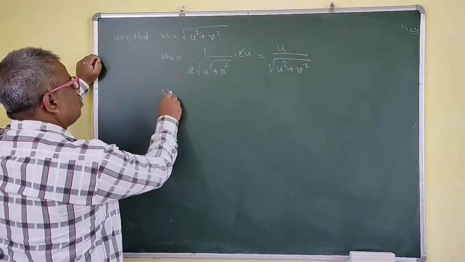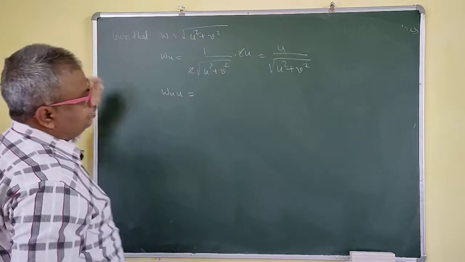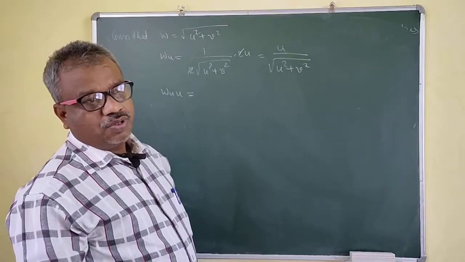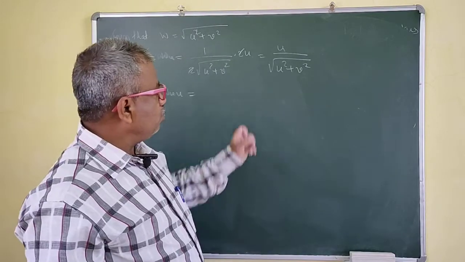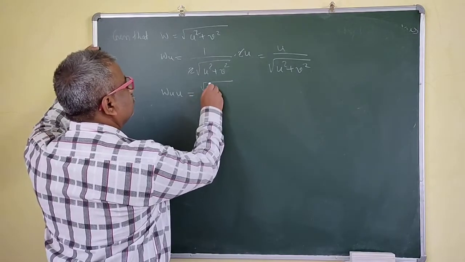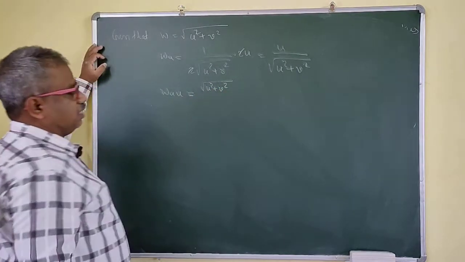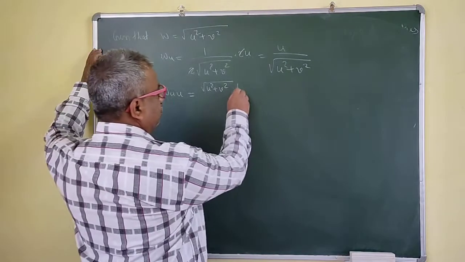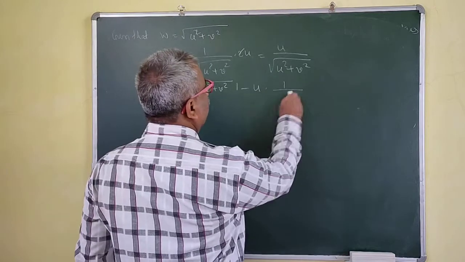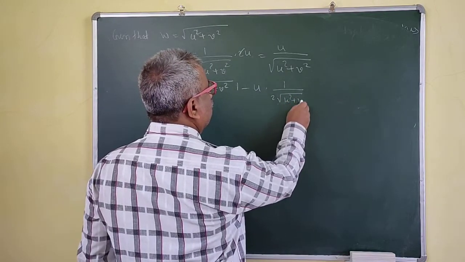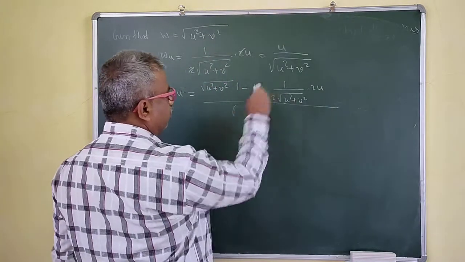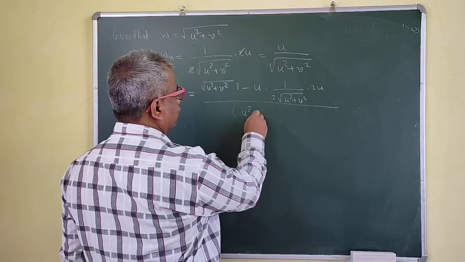First we differentiate with respect to u. Now see that your numerator is a function of u, and your denominator is also a function of u. We need to use the u by v rule. So first your denominator as it is into the derivative of the numerator, which is 1, minus the numerator as it is into the derivative of the denominator. This is 1 upon 2 root of u square plus v square into twice u, upon the square of the denominator. The square of the denominator, the root gets cancelled only.